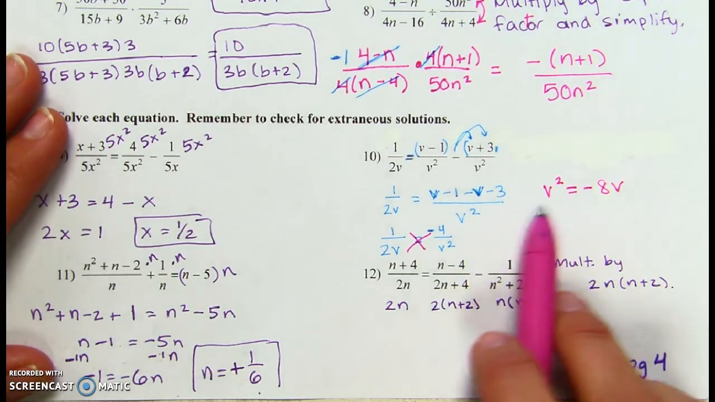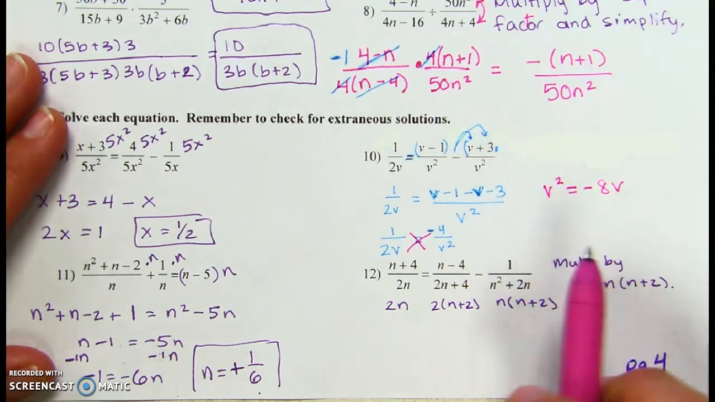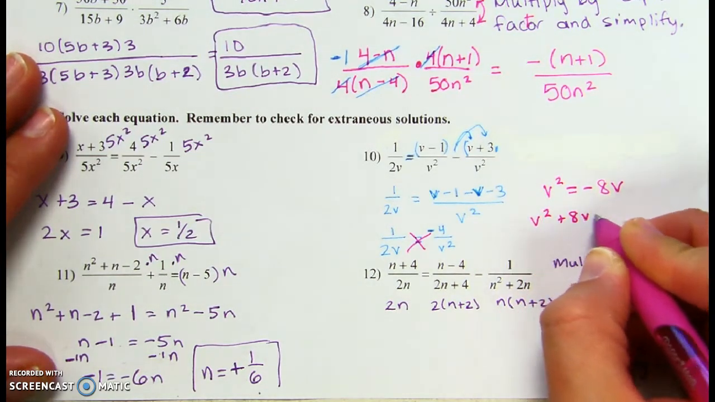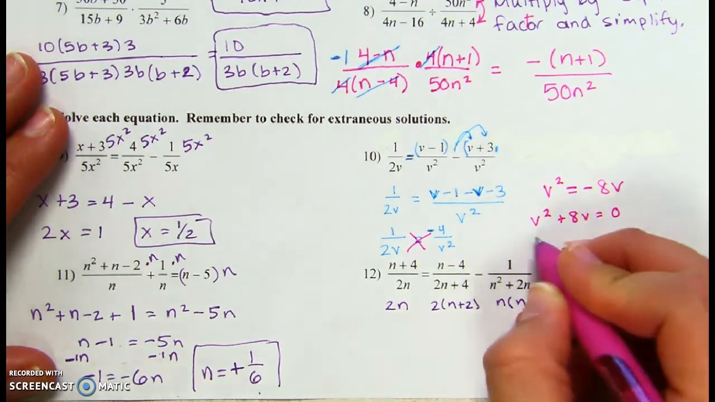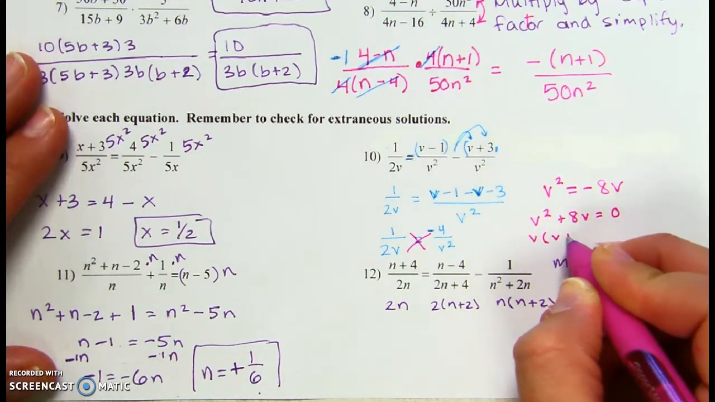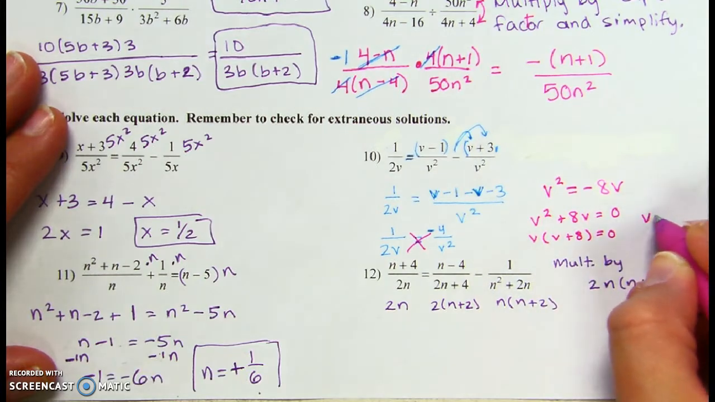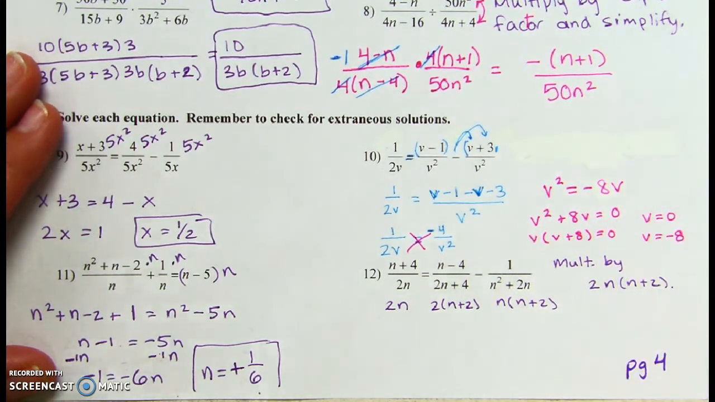And I know you want to divide by v and say v equals negative 8. That's not really how we can solve this. We have to use the zero product property. So we're going to set this equal to 0, factor the v out, and then you see that we're going to have two answers. V equals 0 and v equals negative 8. But, oh shoot, one is extraneous, one is restricted.